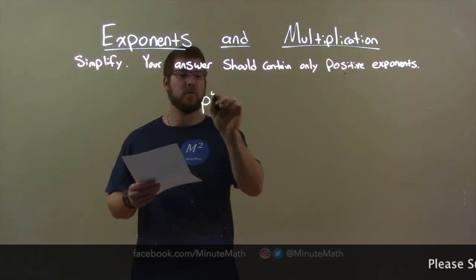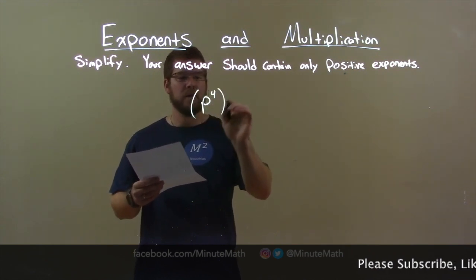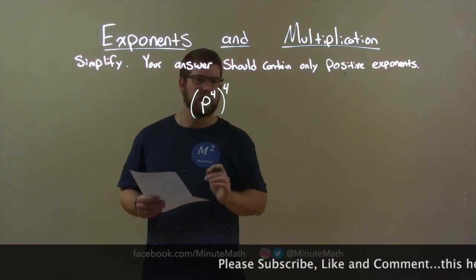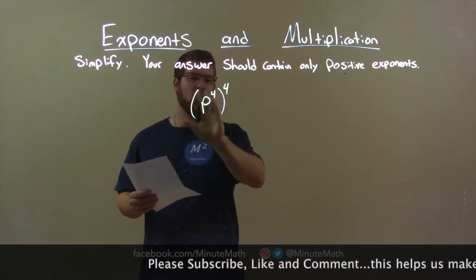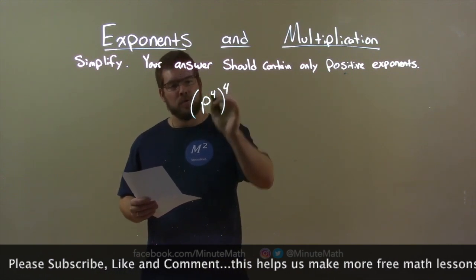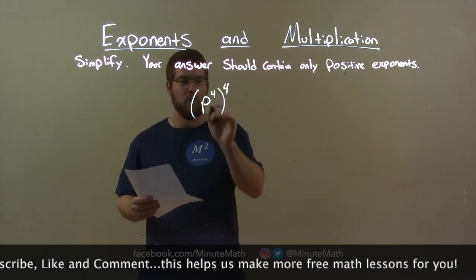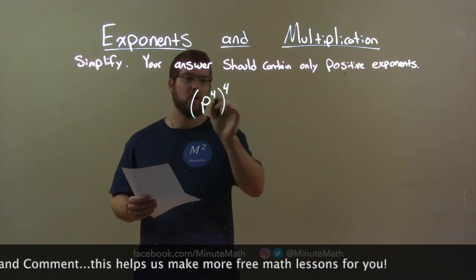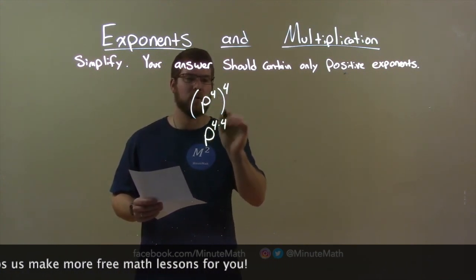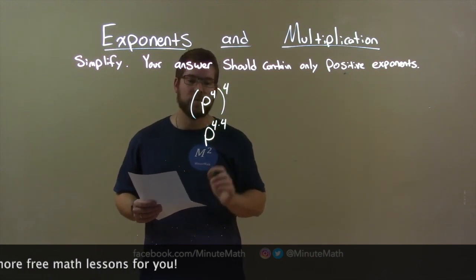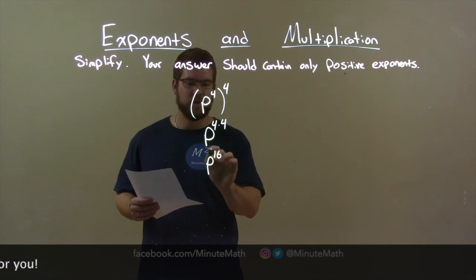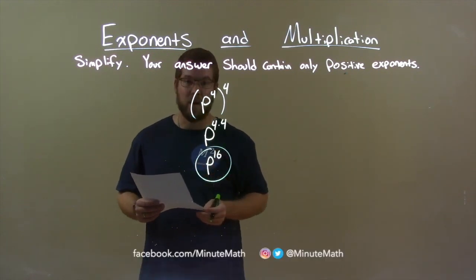We have p to the 4th power, and all of that is raised to the 4th power again. When we have something raised to an exponent in a parenthesis, raised to another exponent, that exponent gets multiplied in. So p to the 4th all to the 4th power is the same thing as p to the 4th times 4. We multiply those exponents. 4 times 4 is 16, and so my final answer is p to the 16th power.